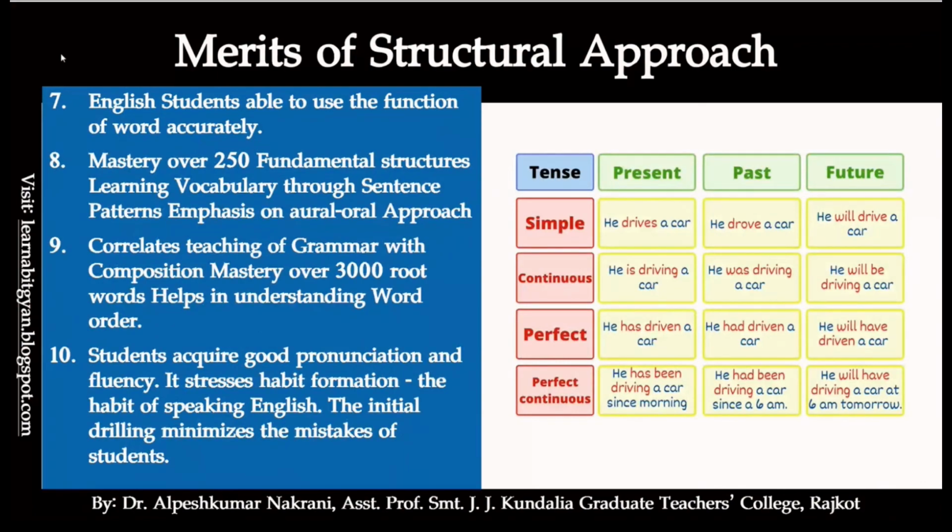They use the words accurately, perfectly. More than 275 structures they learn, more than 3000 words they learn, so they can easily communicate in their day-to-day life without mistakes, right?